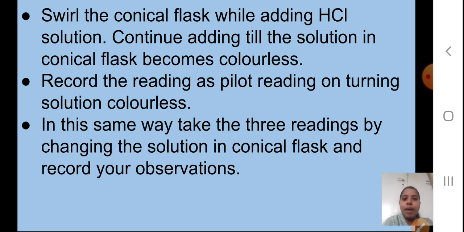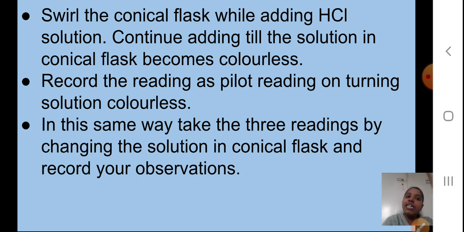Okay, you will close the tap of the burette. Burette has got a tap. Record the reading as pilot reading. Pilot reading means the main reading, on turning the solution colorless. So we have to take that reading. You have to see the reading in the burette.